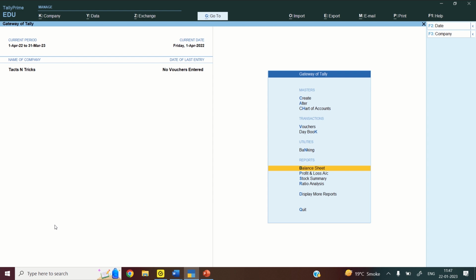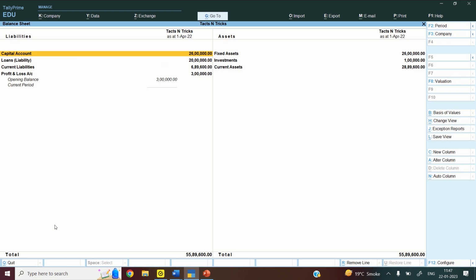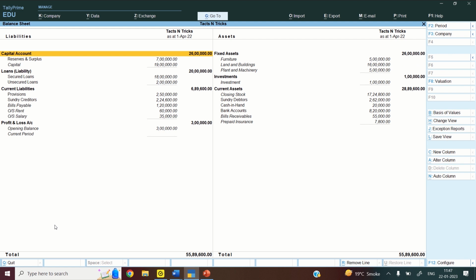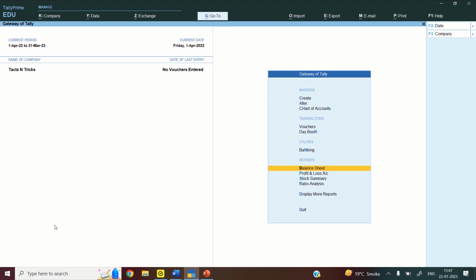So I will go to balance sheet, I will press B and Alt plus F1 for the detailed balance sheet. And you can see that whatever balance sheet is given in the question, the same total is here and the same amount is here. If there is any difference from the question balance sheet, you can just tally all your figures, and wherever there is a mistake, you can go to the alter option and you can correct that particular ledger, right? So I hope this opening balance sheet is clear to you.